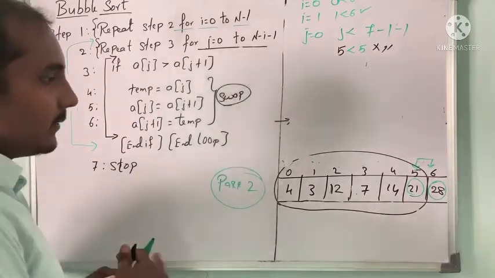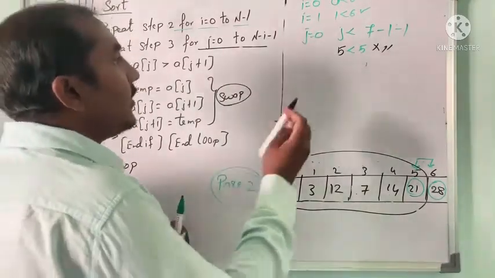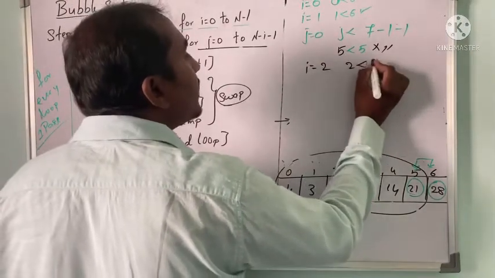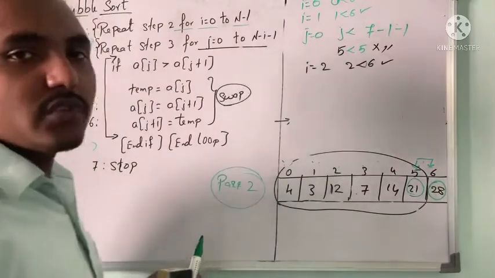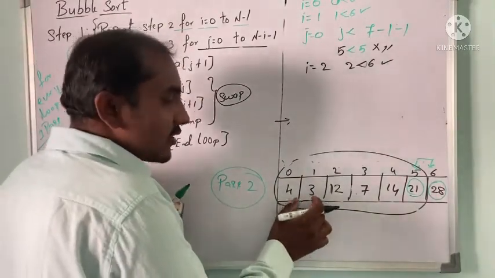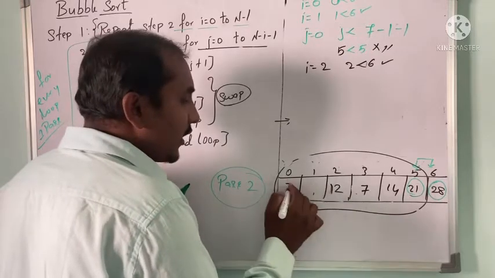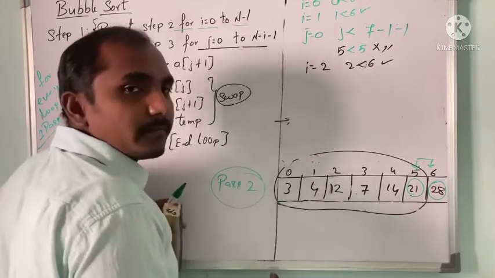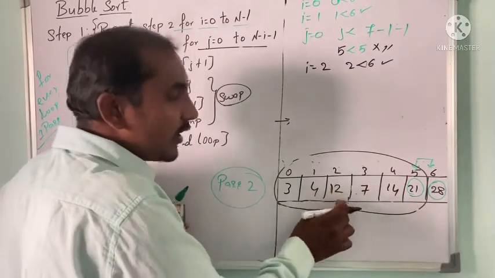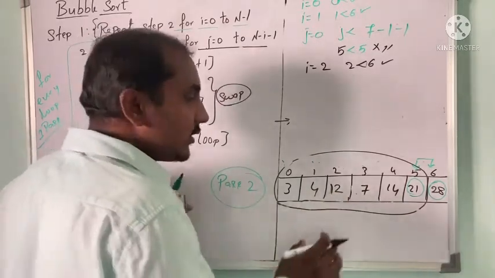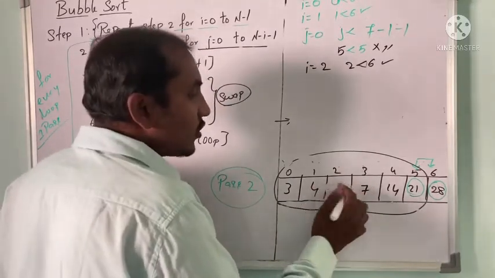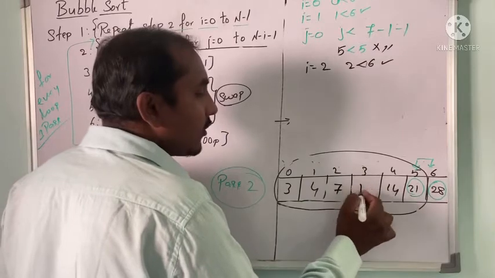Okay. Again, this step will be repeated. So this stops and i will become 2 now. 2 less than 6, which is true. If that is true, we are going to compare these two again. 4 is greater than 3, so true. So I am going to get 3, then 4. Then we'll compare 4 and 12. 4 is not greater than 12, so it will remain as it is. We'll compare 12 and 7. It is greater, so I'm going to get 7 here, and here I'm going to get 12.